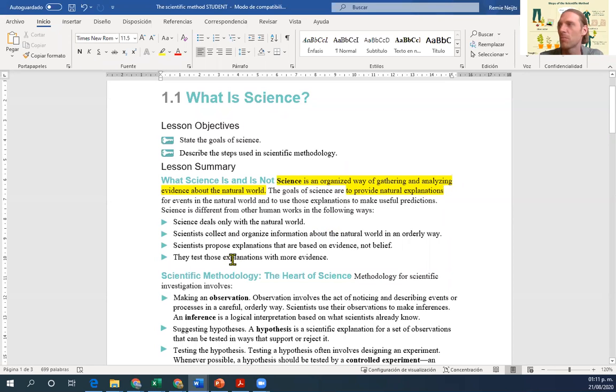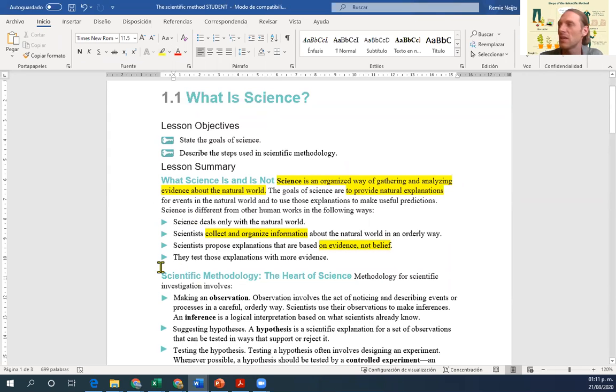Why science? Okay, science only deals with the natural world. It collects and organizes information in an orderly world that's doing experiments and gathering data. And it wants to give explanations. This is very important. Think what we said about religion. Think about other conspiracy theories.